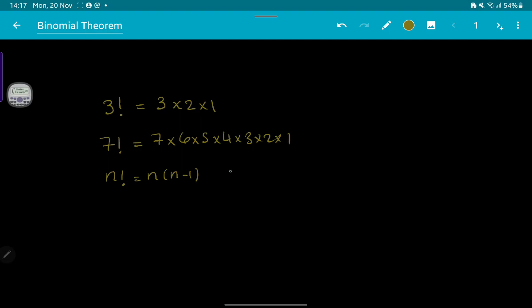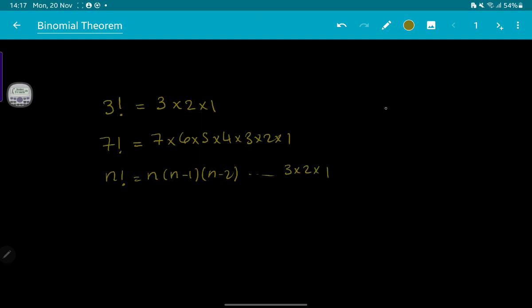For example, this is called factorial 3 or 3 factorial. This expansion will be 3 times 2 times 1. So if we say factorial 7, this would be 7 times 6 times 5 times 4 times 3 times 2 times 1. If we say factorial 20, we will do the same. So for any number factorial n, this would be n multiplied by n minus 1, multiplied by n minus 2, and so on until we get 3 times 2 times 1.